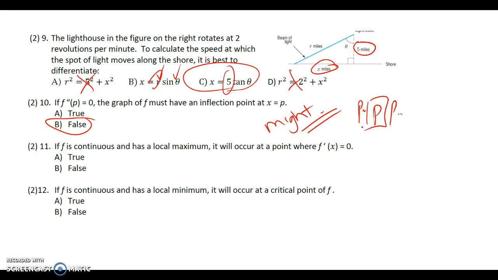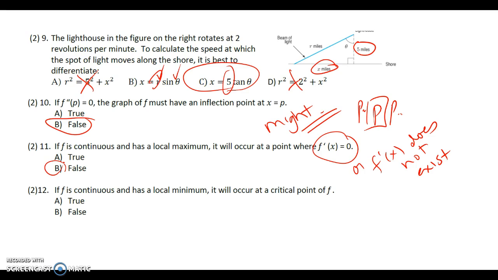If f is continuous and has a local maximum, it will occur where the first derivative is 0. Well, it might occur there, or where the first derivative does not exist. Don't forget that part of it. So this is false. 12.